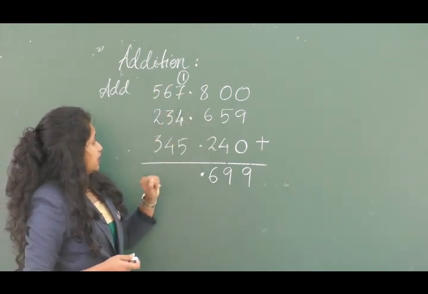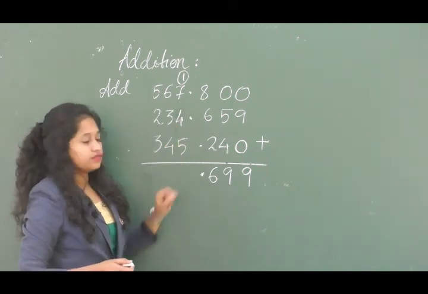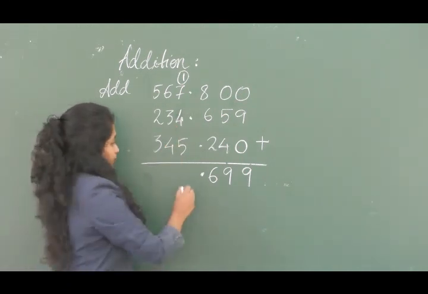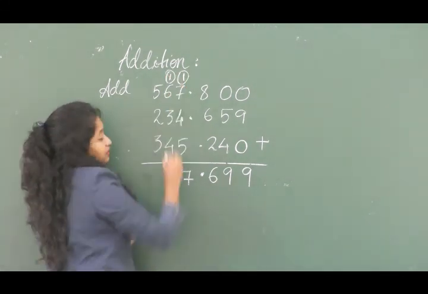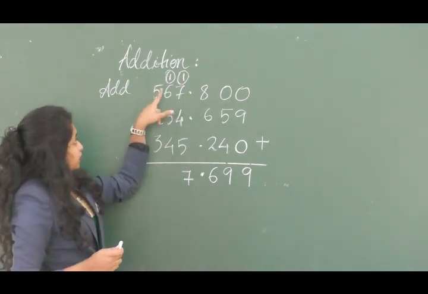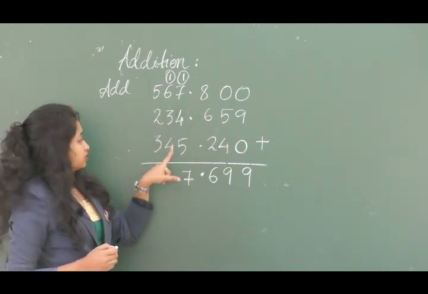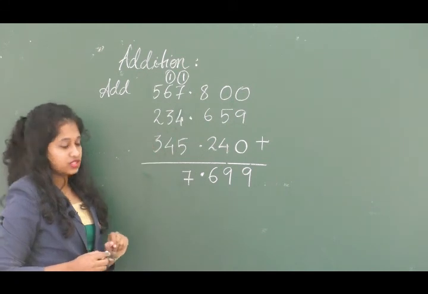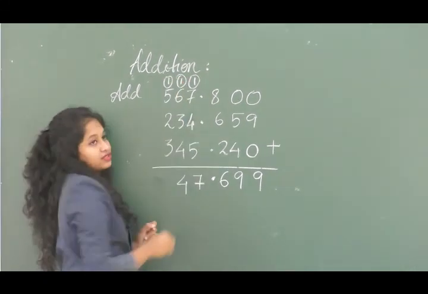7 plus 1 is 8, 8 plus 4 is 12, 12 plus 5 is 17. So write 7 here and 1 as carry. Now 6 plus 1 is 7, 7 plus 3 is 10, 10 plus 4 is 14. Write 4 here and 1 as carry.